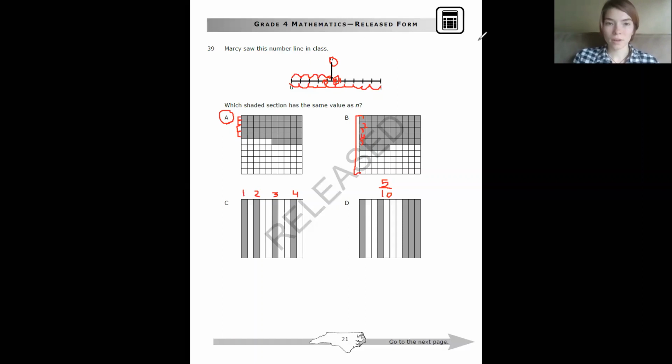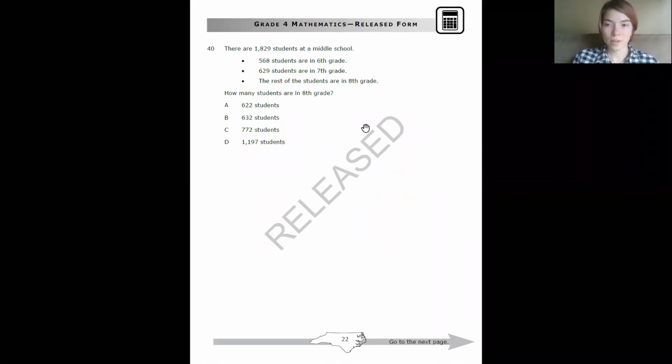Okay. On to our final problem. So for number 40, there are 1,829 students at a middle school. 568 students are in 6th grade. 629 students are in 7th grade. The rest of the students are in 8th grade. How many students are in 8th grade?